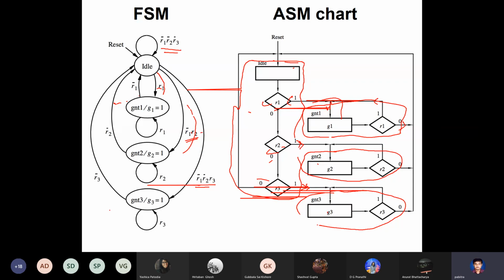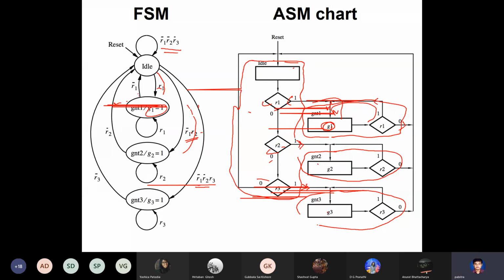Let's see what the outgoing conditions are from each of GNT1, GNT2, GNT3. If you are in GNT1, you have an unconditional output G1, which is set to 1. Note that only the ones are listed, zeros are not listed. So G1 is 1, that is listed here inside the state box. And if R1 is 1, it loops back.